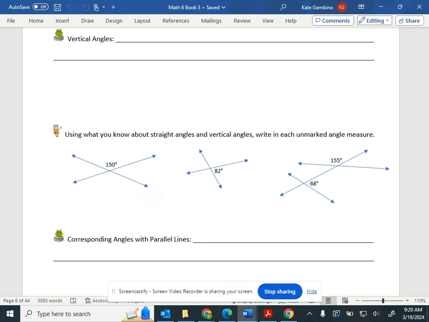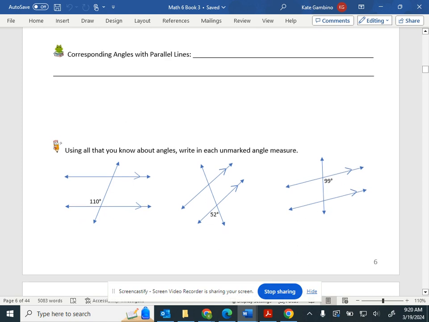Then we have corresponding angles with parallel lines. Angles in the same location on a different line.